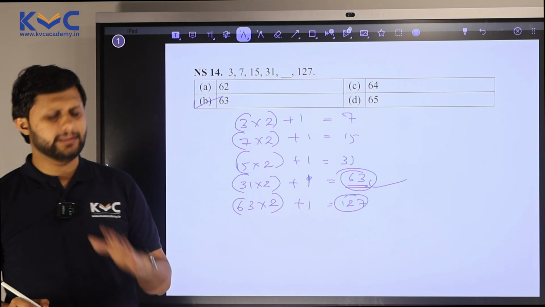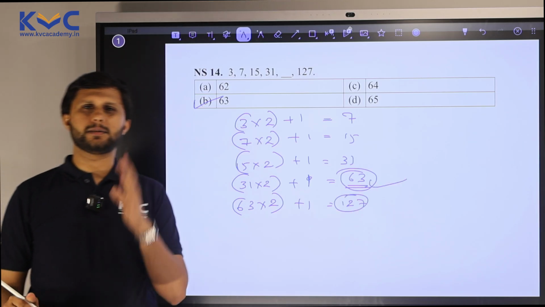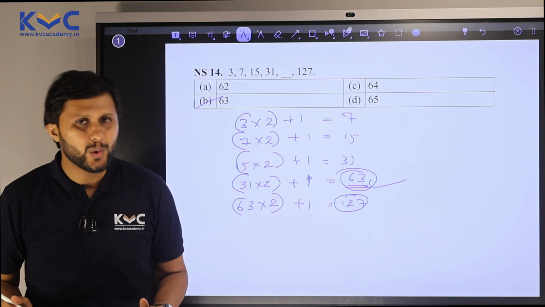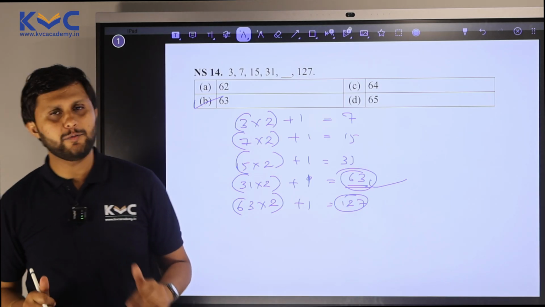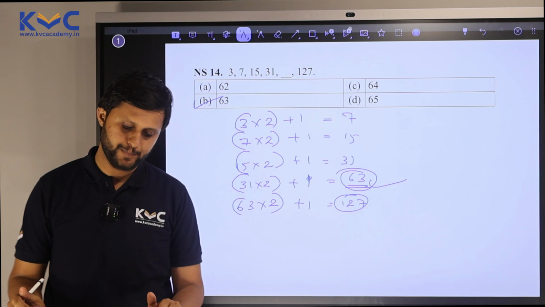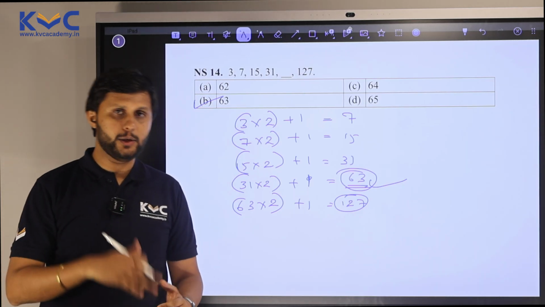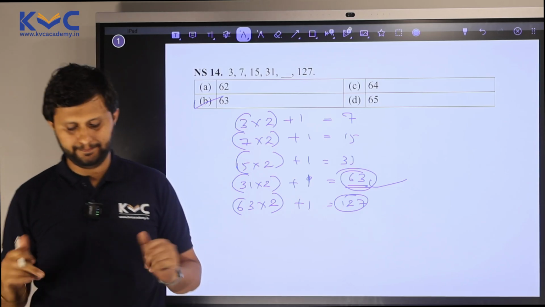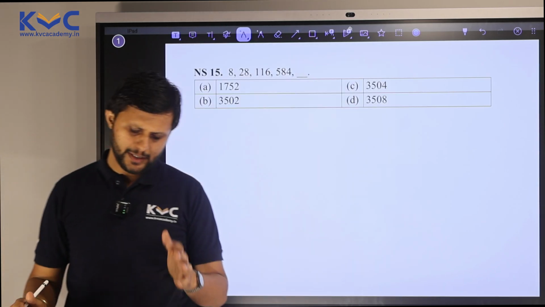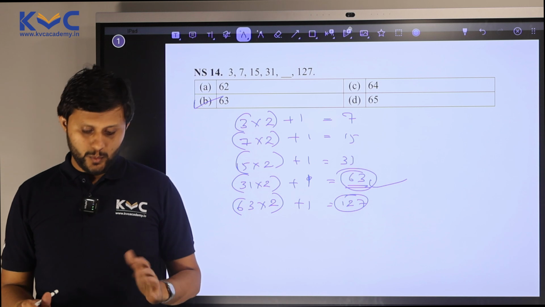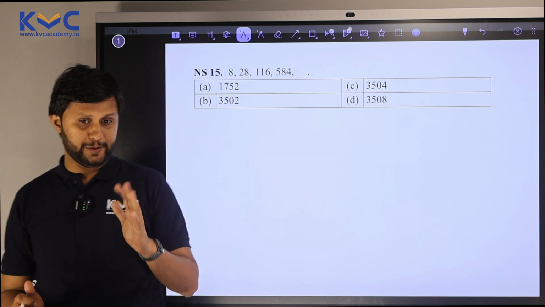We already have the answer. Answer is 63. Just making sure that the logic holds good even for the number after we have got the answer. So what did we do over here? That number, last number into 2 plus 1. That's the logic. Next one. Moving on to the next question, question number 15.